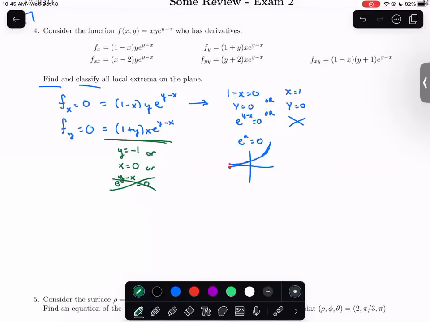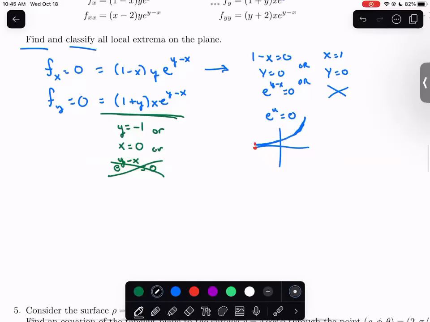So now we want all kind of combinations here that would work out. We want critical points that should be where your x derivative and your y derivative are both equal to zero. And so if you start taking combinations of these things, x equals one, y equals negative one, x equals zero, y equals zero. And then you could do something maybe like x equals zero and negative one there. And you could do x equals one and y equals zero.